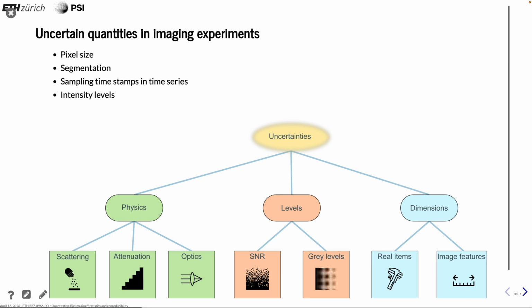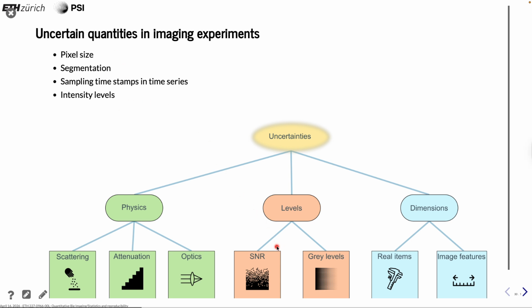Looking at different quantities in an imaging experiment, we have many uncertainties, and here I pull out some of them. We have uncertainties originating from the physics. So here we can have physical things like scattering, beam hardening, and attenuation coefficients, and how well they are defined. We can also have uncertainties in the optics and so on. We could also add the source flux into the uncertainty. The source may not be perfectly stable.